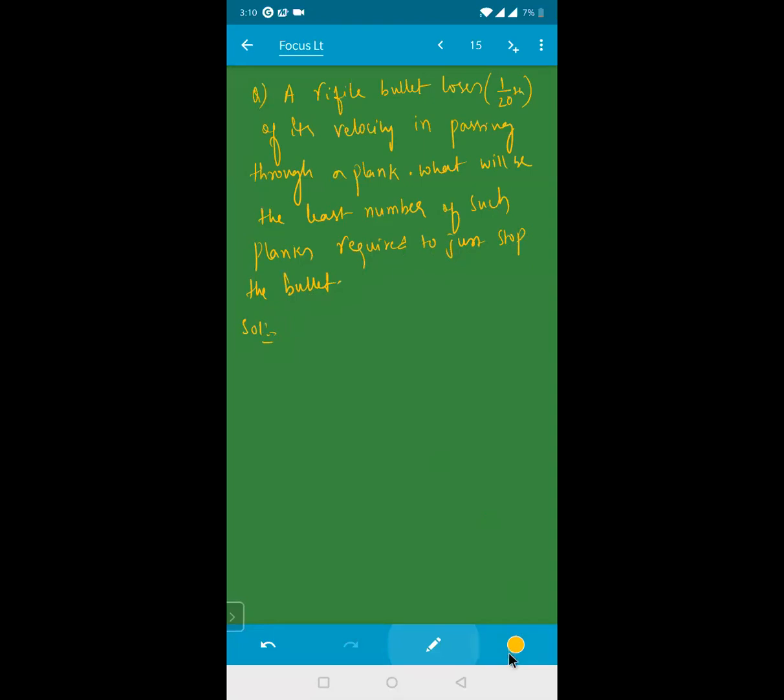See the question and see how you can draw the diagram for this one. A rifle bullet loses 1/20th of its velocity in passing through a plank. Say, for example, I am having a plank here. How many planks do I require like that so that I can stop this bullet?